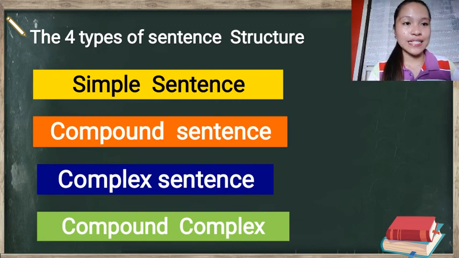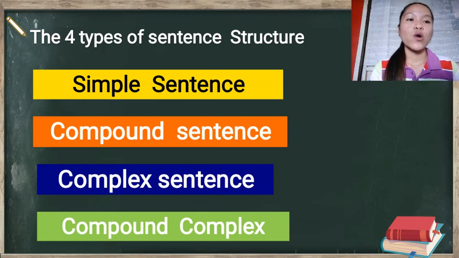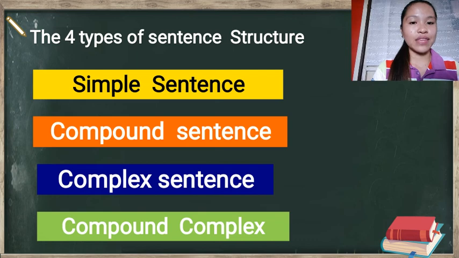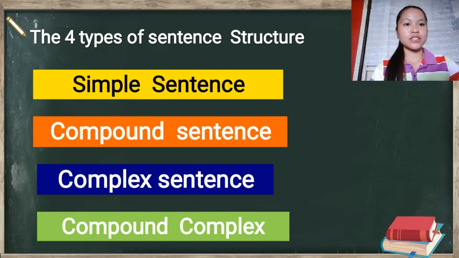And the complex sentence has one independent clause and one dependent clause. And the compound complex sentence consists of two or more independent clauses and at least one dependent clause. So again, compound complex consists of two or more independent clauses and at least one dependent clause. So that's it.